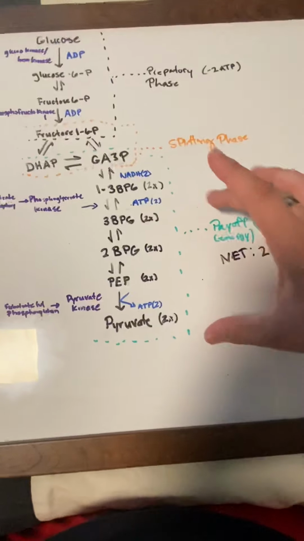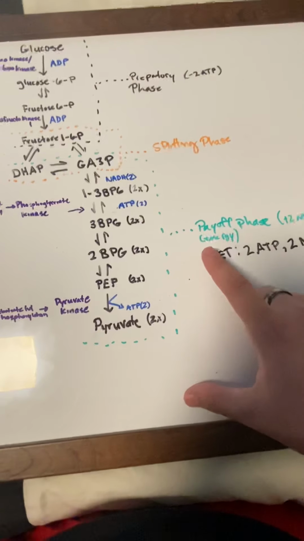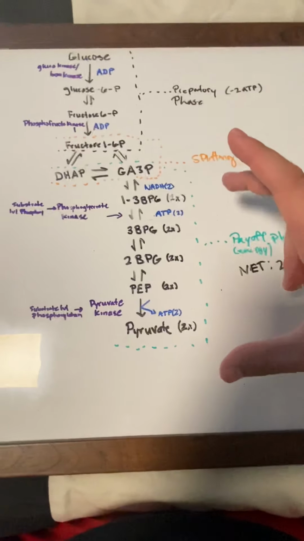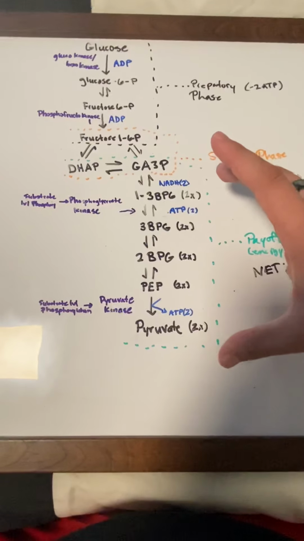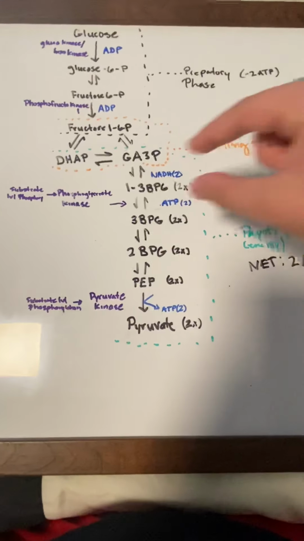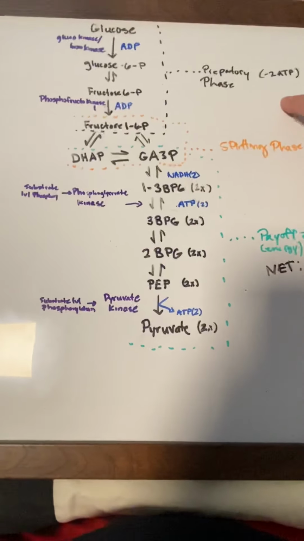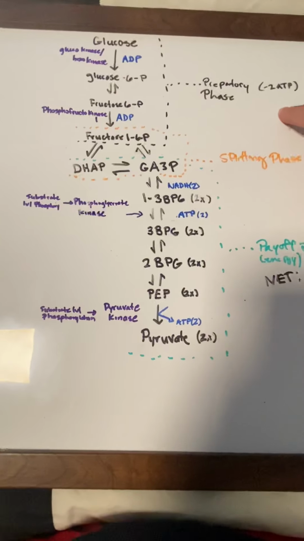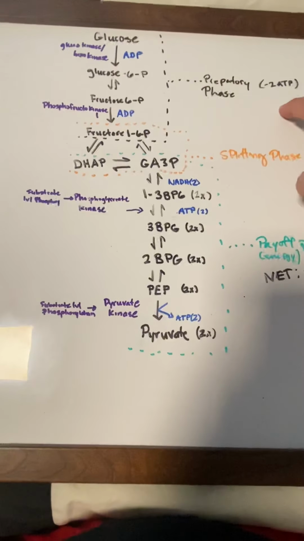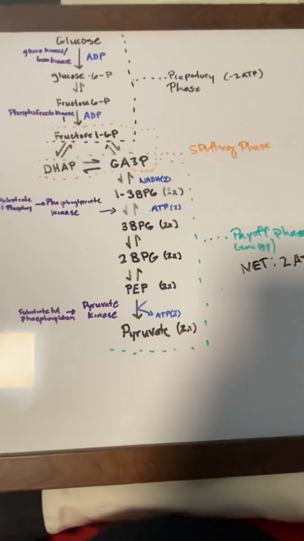So this green phase is called the payoff phase. I've also heard it called the energy phase. So this is called payoff phase. Splitting phase is when it splits, obviously. And prep phase is when we're prepping it up and getting ready to split.